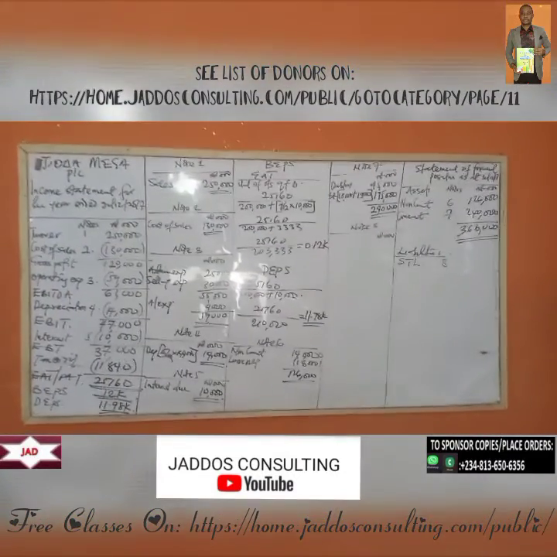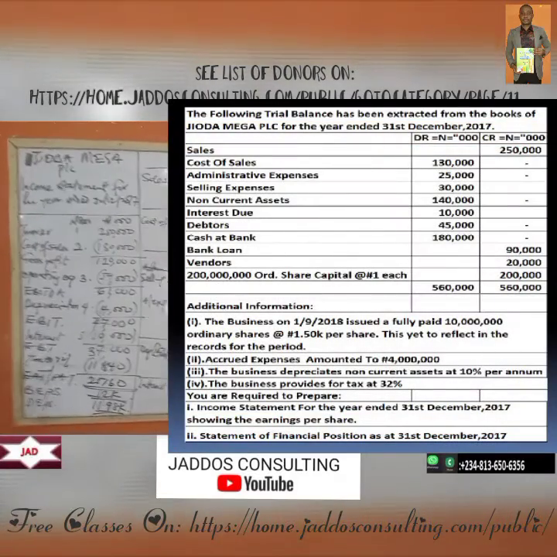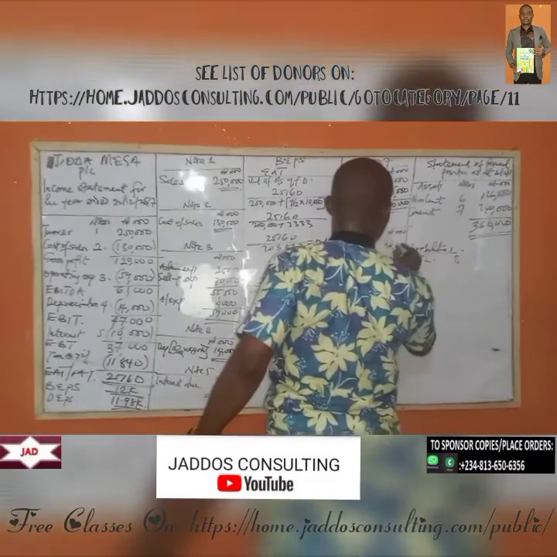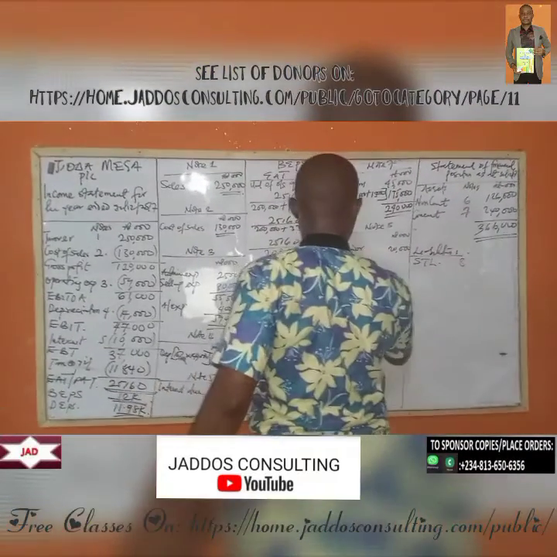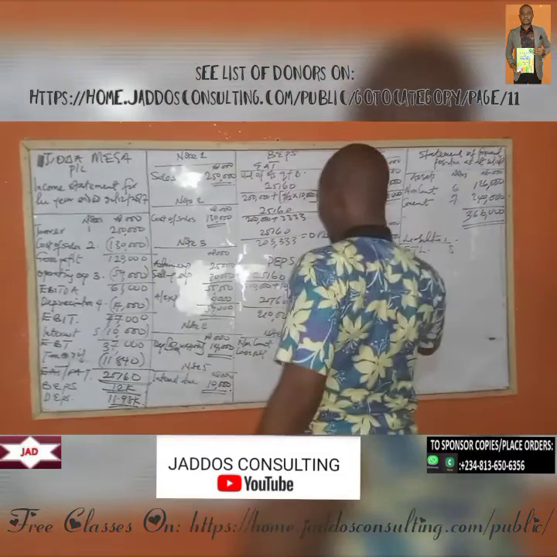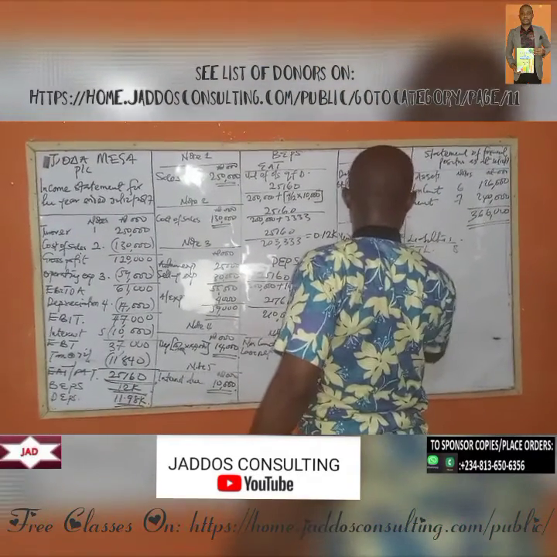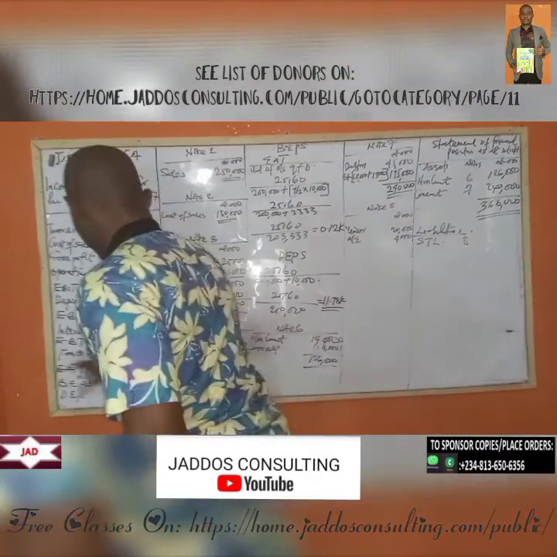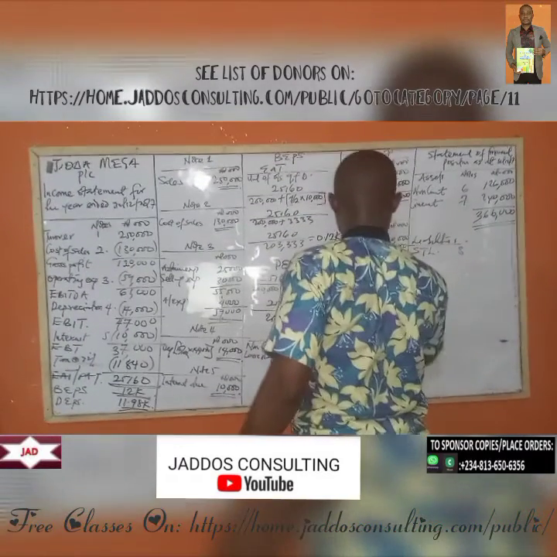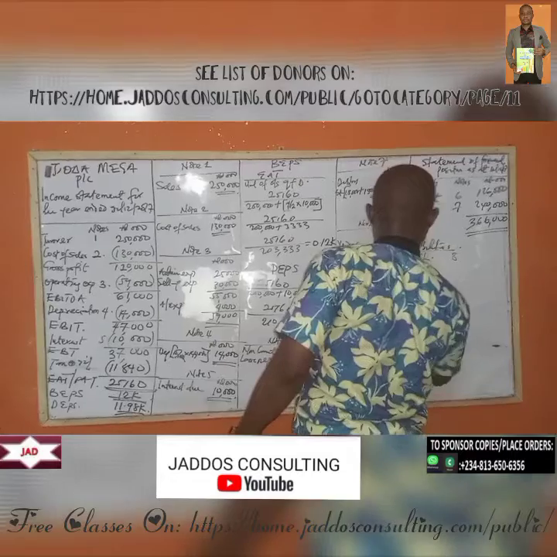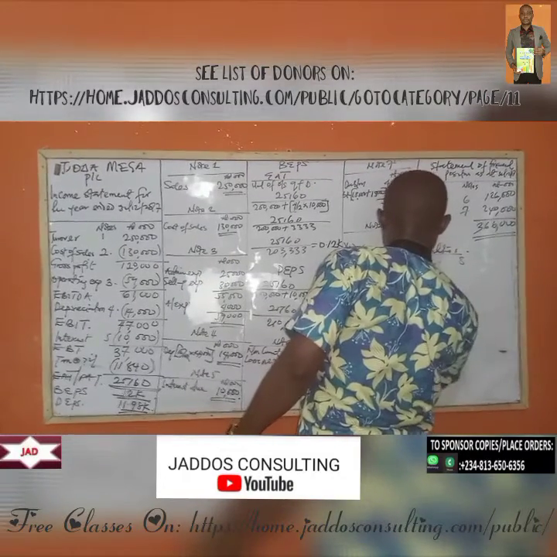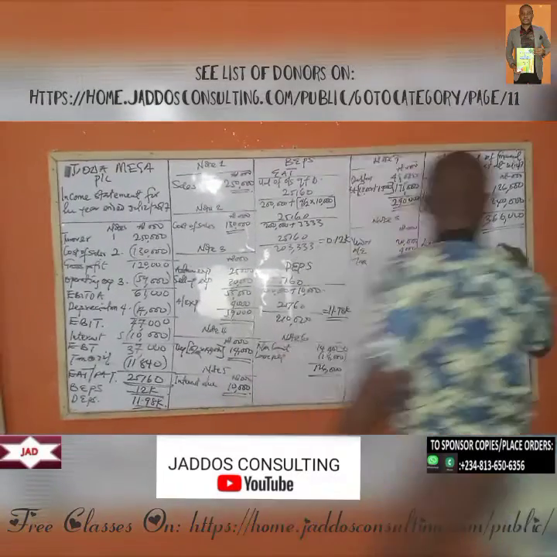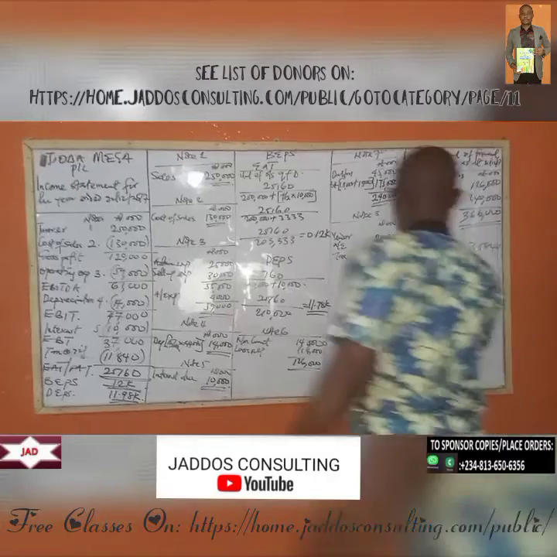What's the thing you have there? Vendors. Vendor there is 20,000. We have our accrued expense here, 4,000. So this will be 24,000. Oh, there's tax. Let's not forget our tax here, 11,840. So we add up, and that's 35,840.